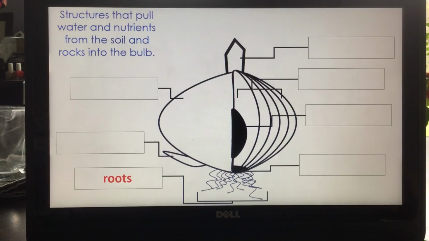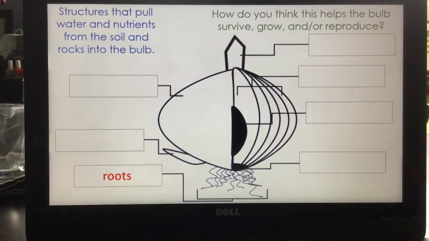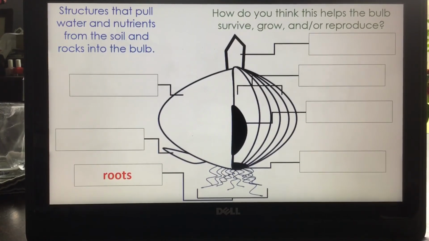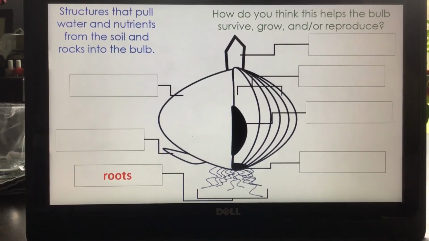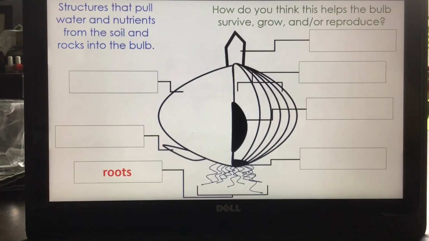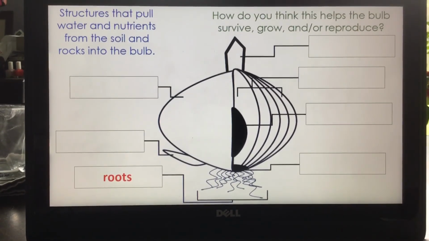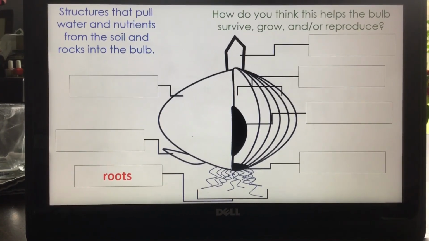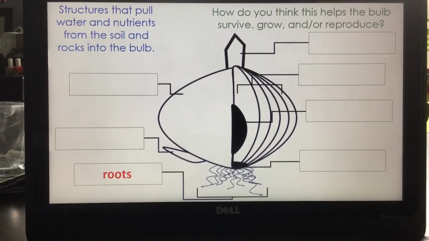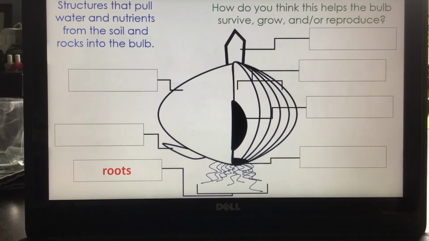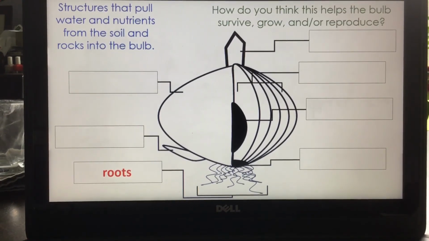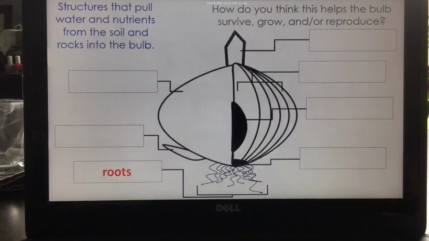The roots. I think we know about roots. Structures that pull water and nutrients from the soil, or rocks, into the bulb, depending on where you plant these. When we were going to plant these in the classroom, I was going to put these in little cups with rocks so we could really see the root structure. Some plants will grow in rocks. I have some at my house. And so, how does this help it survive? This helps it survive and grow by taking in nutrients, water, minerals. It helps the plants to grow.